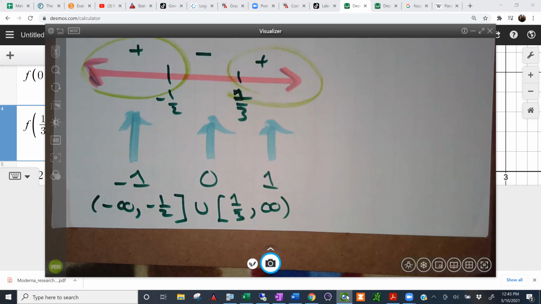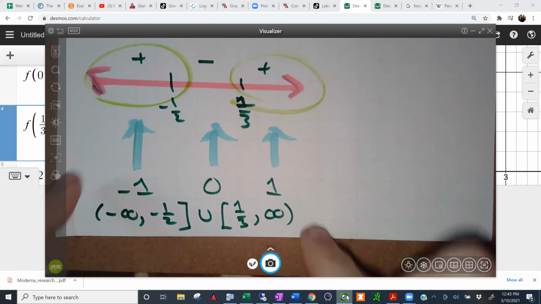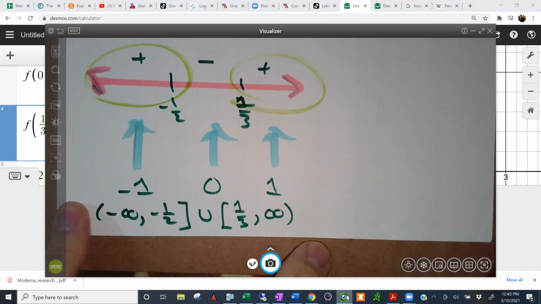Now, if you have a graphing calculator, you can do the same kind of testing of points on a graphing calculator. It looks a little different. I'll put a file in the chat.